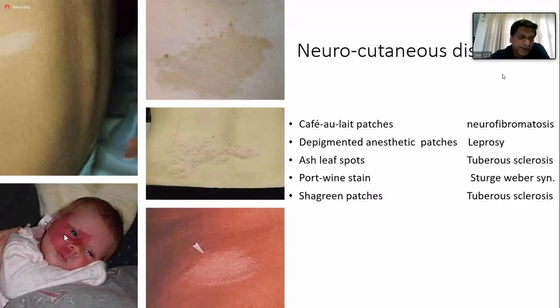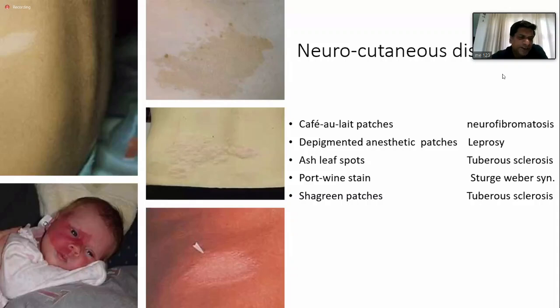And then this is a birthmark, a red birthmark involving mainly the maxillary division of the trigeminal nerve, the supplying area of the trigeminal nerve, and part of the ophthalmic division as well. It is called a port-wine stain, right? It's not actually a hemangioma, it's an AV malformation.